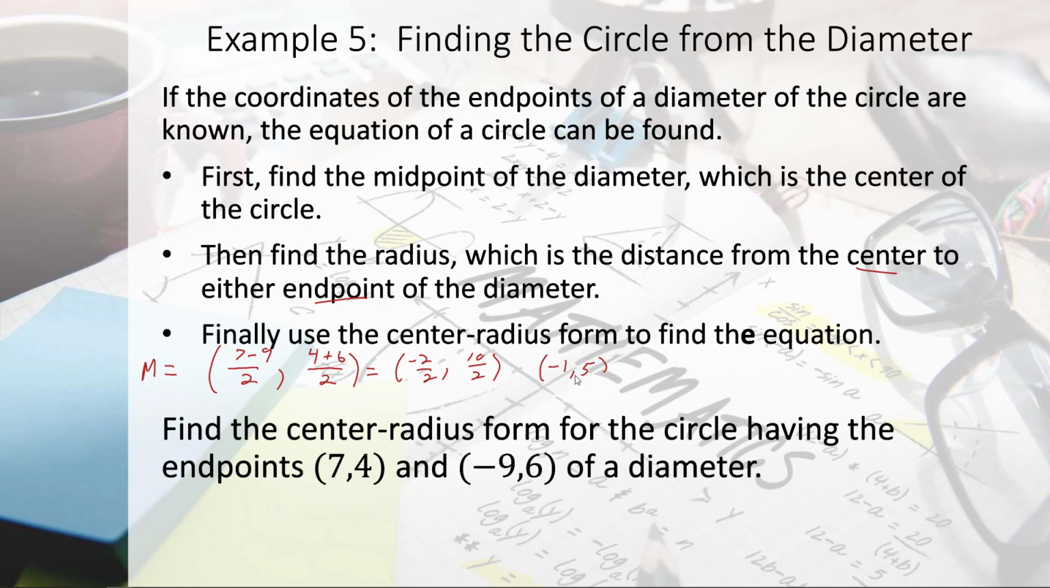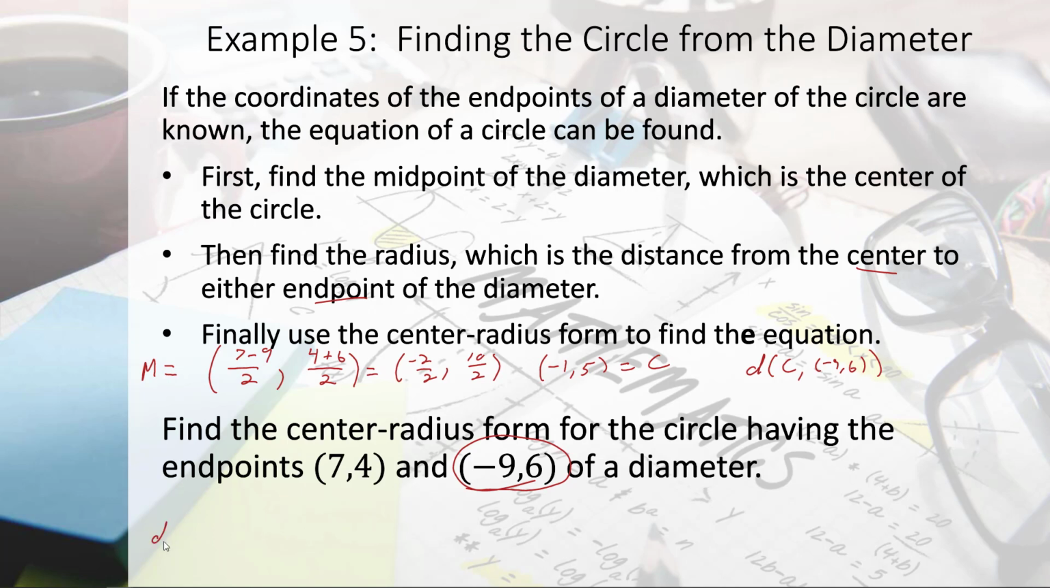So that's our midpoint. Now we need to figure out what the radius is. Well, the radius is going to be the distance from the center. Once again, this is the center. It's going to be the distance from the center to any of the other two points. So how about if we pick this point right here? It'll be from the center to the point defined by (-9, 6). So what will that be?